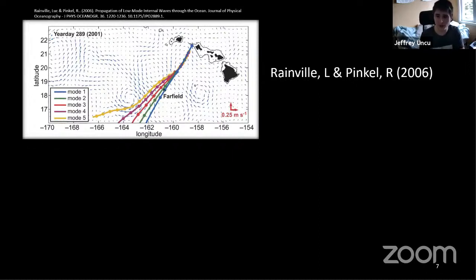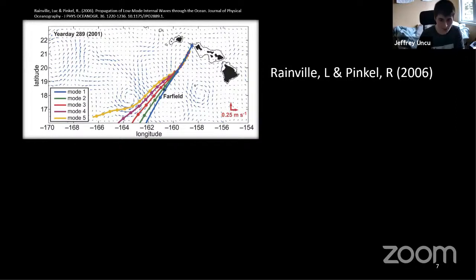This is, for example, a paper from Rainville and Pinkel in 2006, where they used the previous generation of satellite altimetry to create the background mesoscale field you see, and were able to model the propagation of mode 1 through mode 5 internal tides being created at the Hawaiian Ridge, where you see the higher modes actually get deviated from their propagation a little stronger than the lower modes.